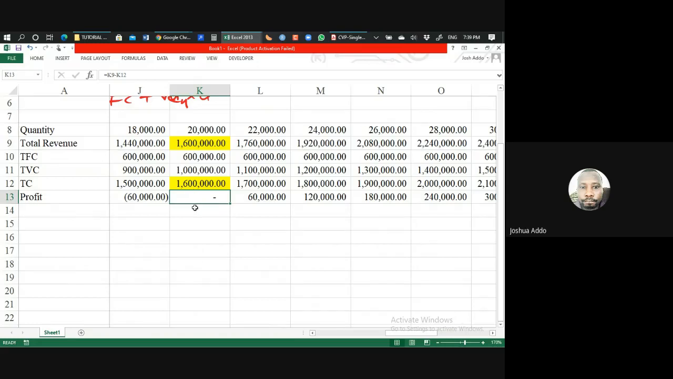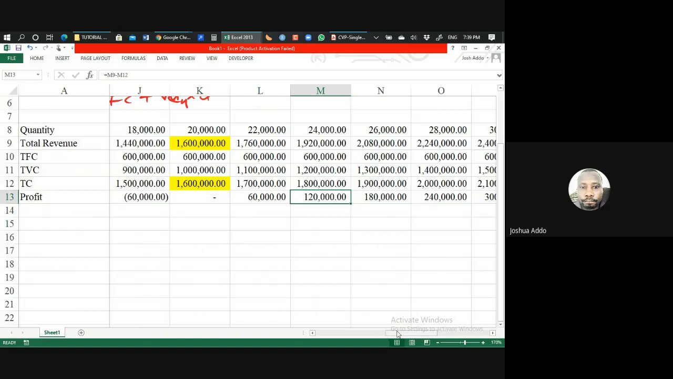And the break-even point occurs at a quantity of 20,000 blouses. So when you move forward to 22,000 units, you begin to make a profit of 60,000. When you move forward again to 24,000 blouses, you get a profit of 120,000. So this spreadsheet will help you see how your profit will change if volume is changing in this case.